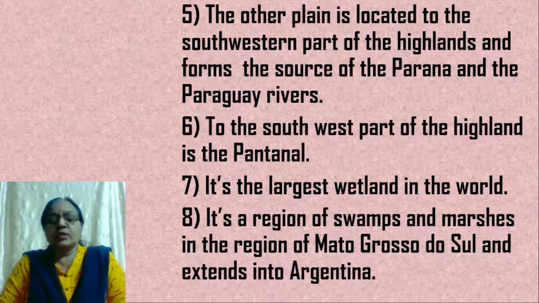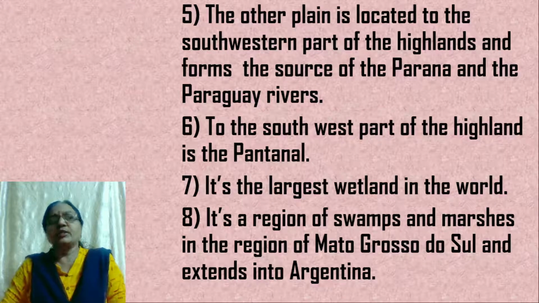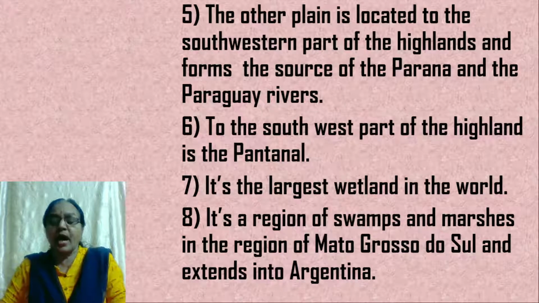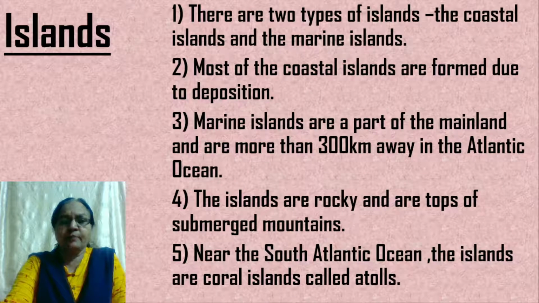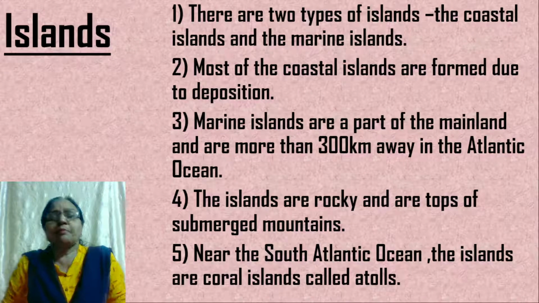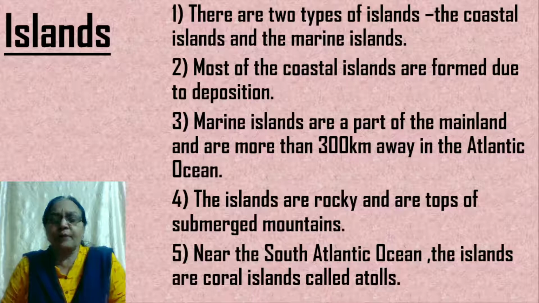Now, to the southwest part of the Brazilian highlands, as I said, we have the Pantanal, which is the largest wetland in the world. This region is a region of swamps and marshes. Okay, and this is seen in Mato Grosso do Sul, and this extends even up to Argentina. Okay, so Pantanal extends even up to Argentina.